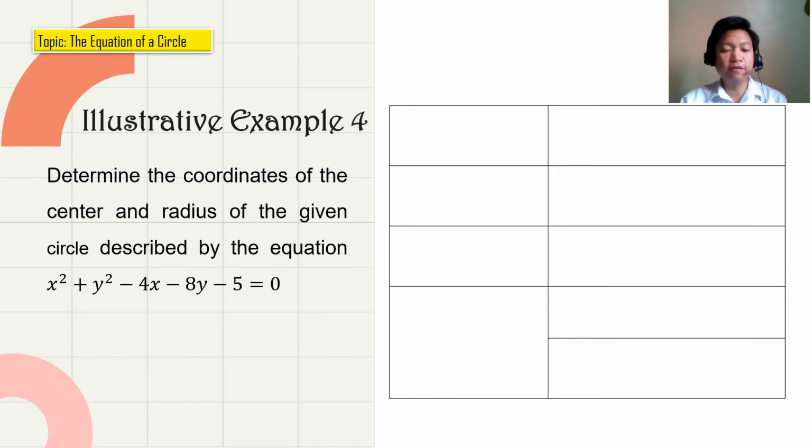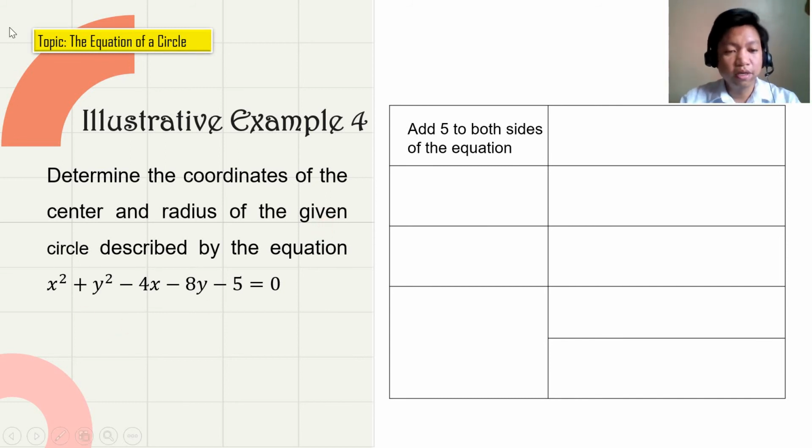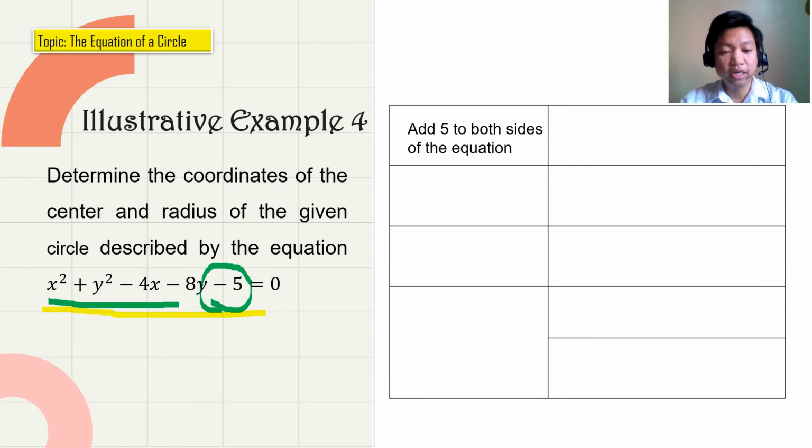Sa given natin, you need to add 5 to both sides of the equation. Bakit tayo mag-add ng 5? Para mawala yung constant dito sa left side, para ang matira dito sa left side of the equation ay yung may mga variables. Yun yung goal natin, matanggal itong constant dito. Kaya tayo mag-add ng 5 kasi negative 5 plus 5.